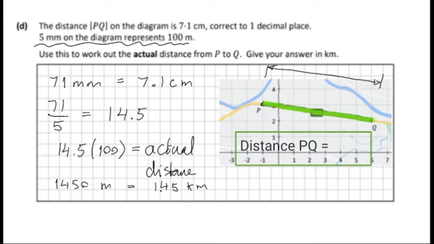We'll just do a quick recap, because there was a lot of information there. Right, so first of all, you convert the centimeters to millimeters, as we have a 5 millimeters to 100 meter scale. So now we have a basis to calculate our actual value. If you divide 5 into 71, that's how many 100 meter actual lengths are between P and Q. There's 14.2 of those, multiplied by 100. Just move the decimal two places, and we get 1450. And again, it's not complete as we need to convert our answer to kilometers.